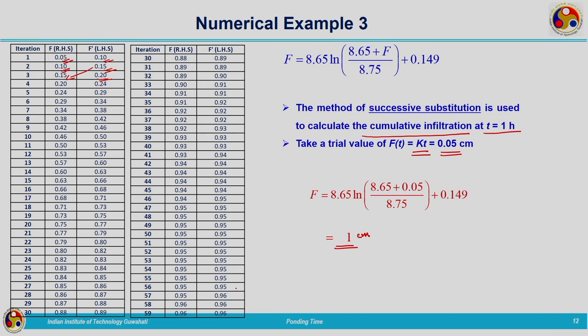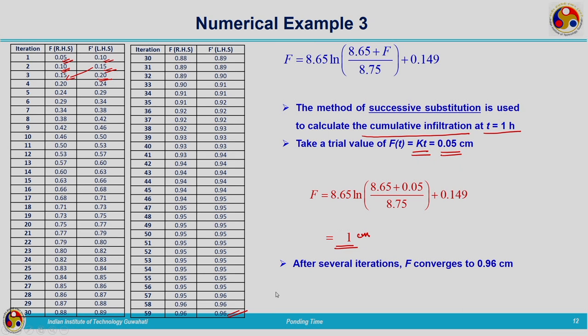Finally, we have found that we are getting an exact match at a value of 0.96. When 0.96 is substituted on the right hand side, we get left hand side f of t as 0.96. So we can stop when we get the exact match between both values. We can write that after several iterations, f converges to 0.96 centimeters.